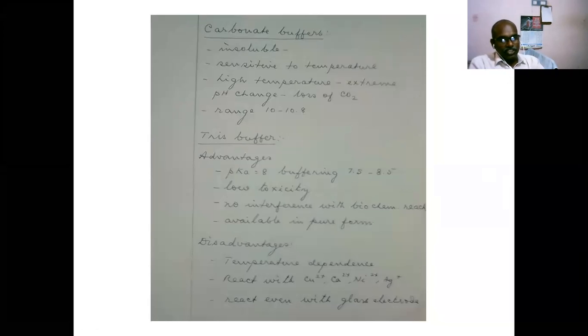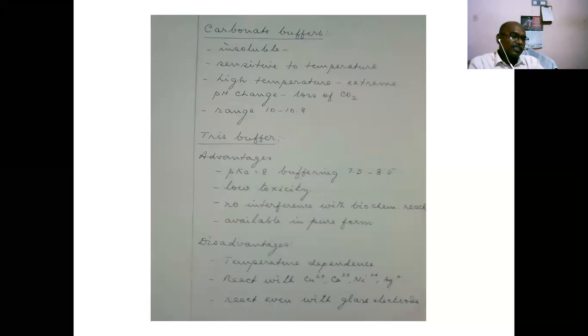At high temperature, the pH change will be very high. That is, extreme pH change is observed at high temperatures. It is because of the elimination of carbon dioxide from the system. But carbonate buffers can work between 10 to 10.8. So these are all the important points about carbonate buffer.